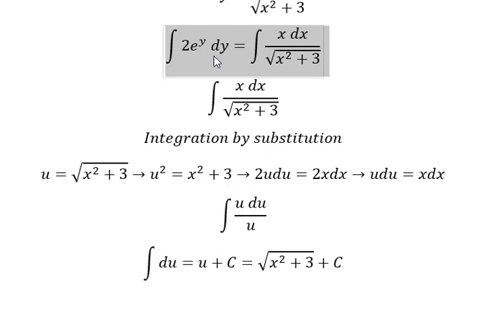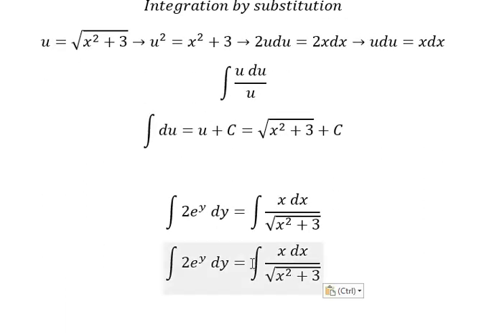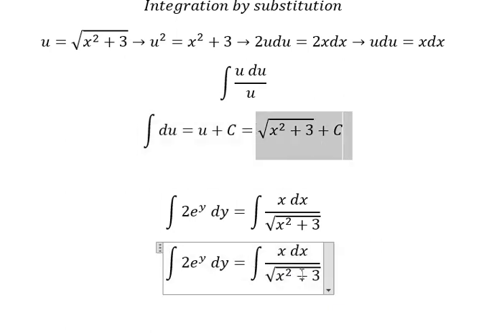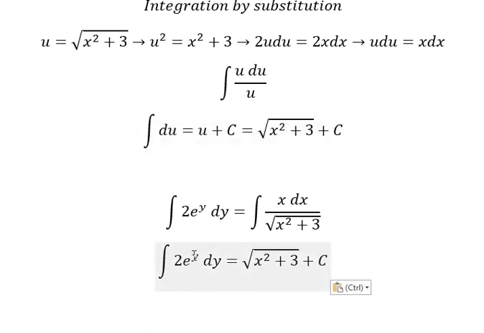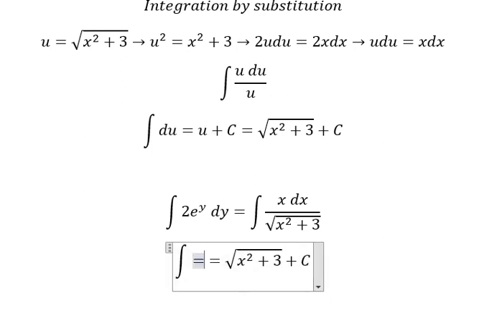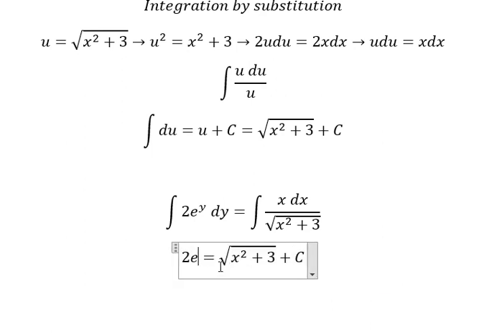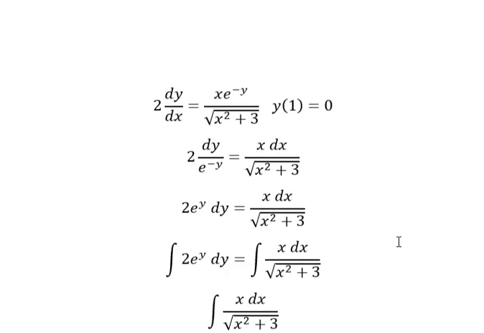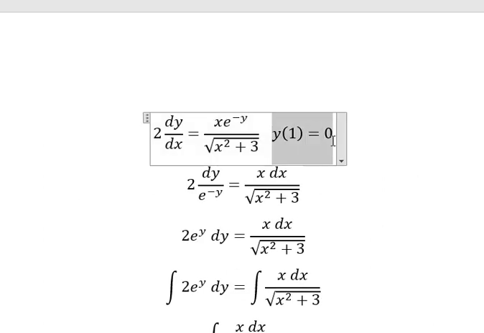Now we go back in here. The integration of this one is this one. The integration of e to the power of y, you got 2e to the power of y. Now we have the conditions.